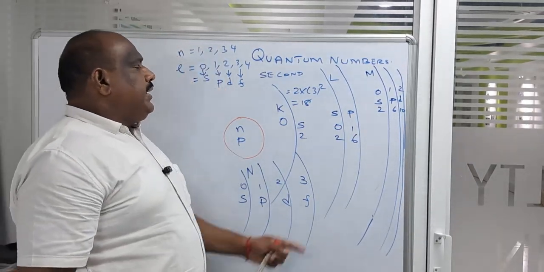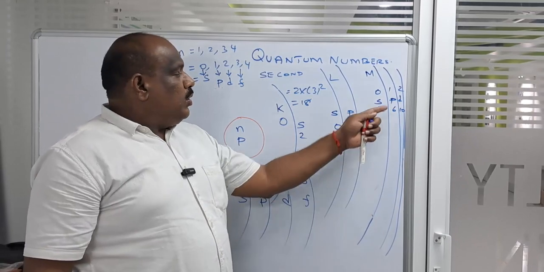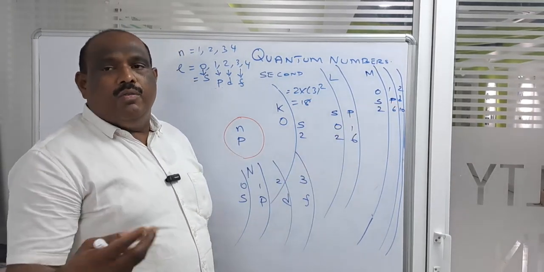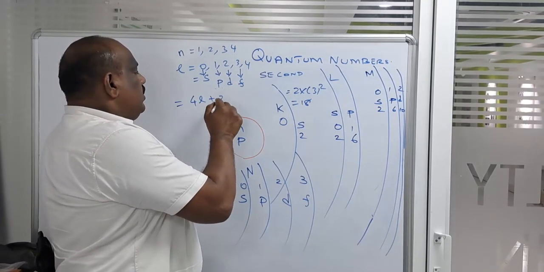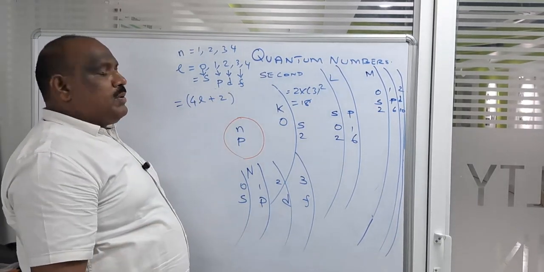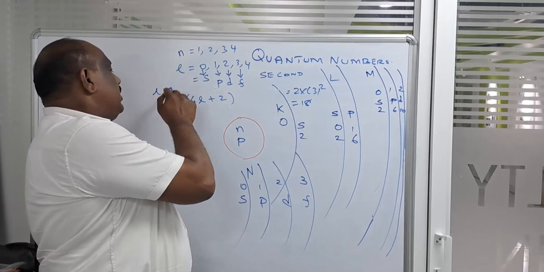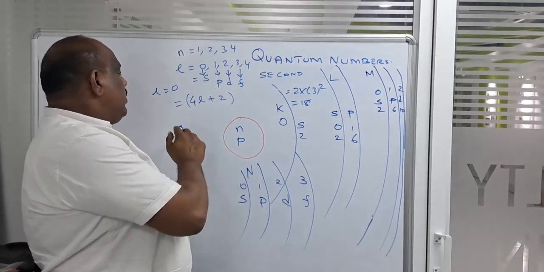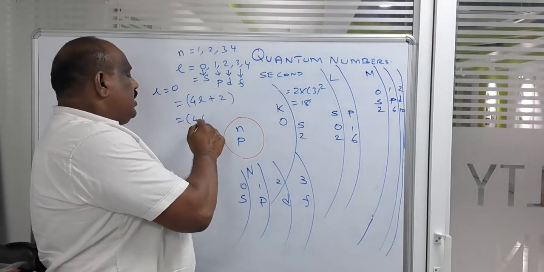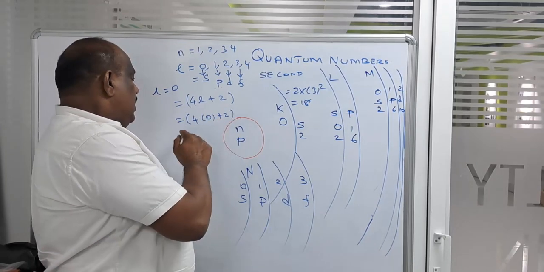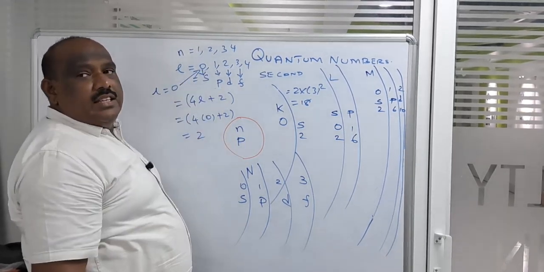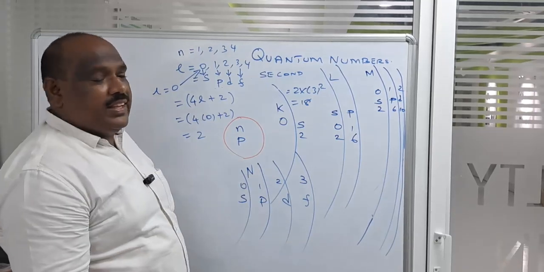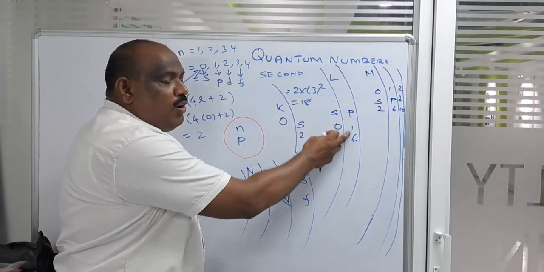Now I told P can hold 6 electrons and D can hold 10 electrons. But what is the formula? It is 4L plus 2, but here L starts with 0. So when L equal to 0, 4 into 0 plus 2 becomes 2. L equal to 0 indicates the S subshell.